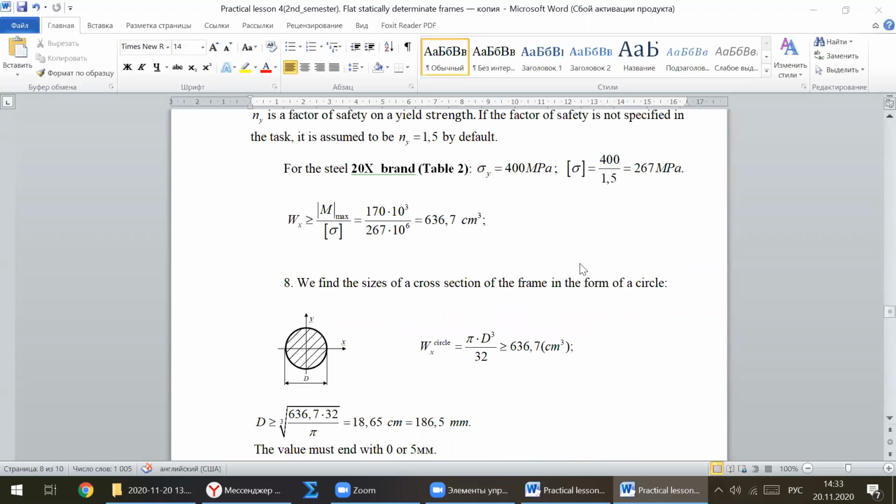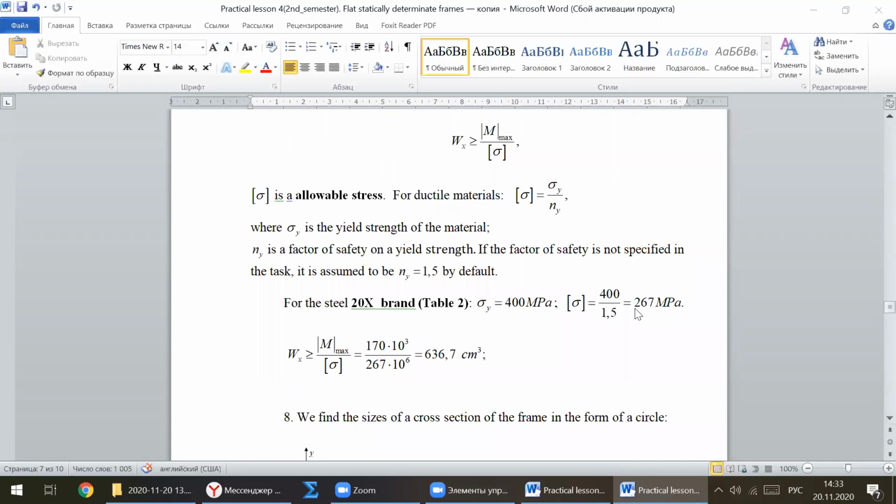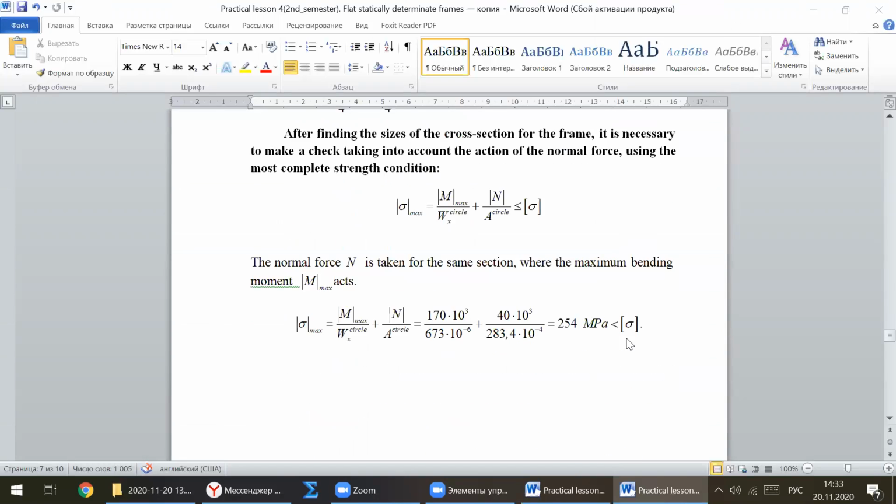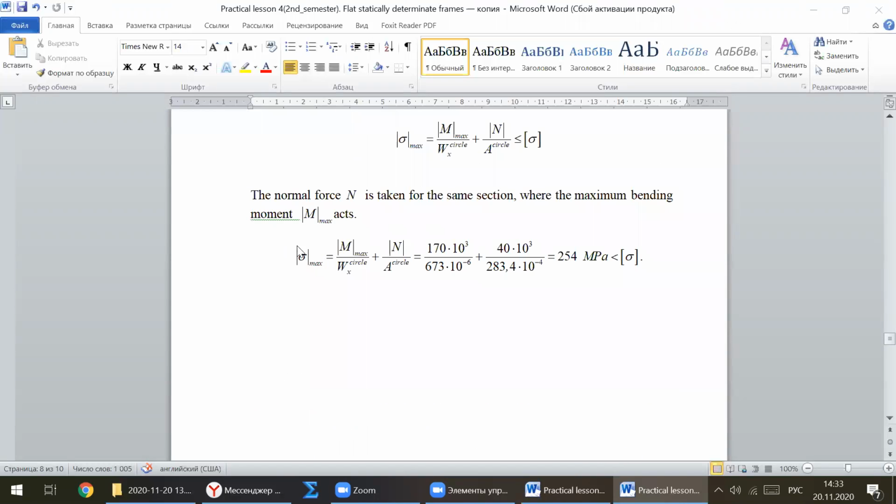This value is less than the allowable stress. The allowable stress is equal to 267 megapascals. Our sigma maximum is less than the allowable stress. That's all. This is your future design work.